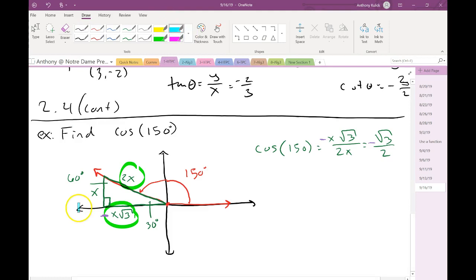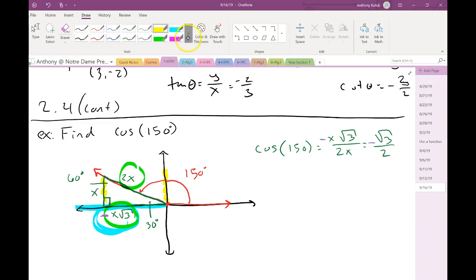Again, what we're saying here is this is the negative side of the x-axis. So this side of our triangle that is on the negative part of the x-axis should be negative. The hypotenuse is always positive. But the x part is on the positive part of the y-axis, right? So it should stay positive.